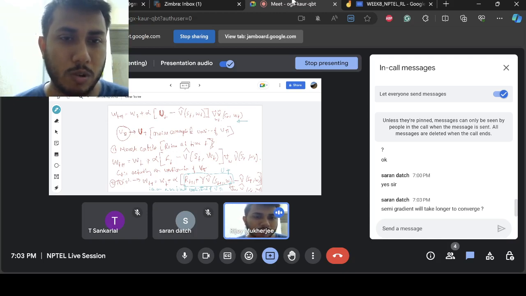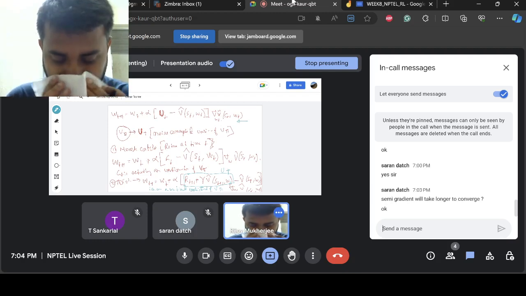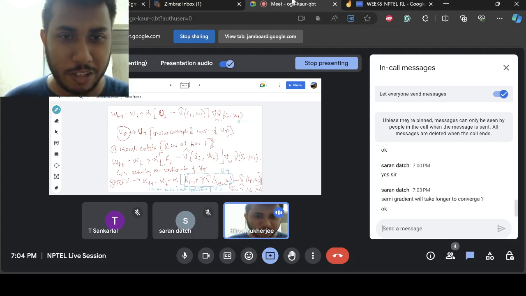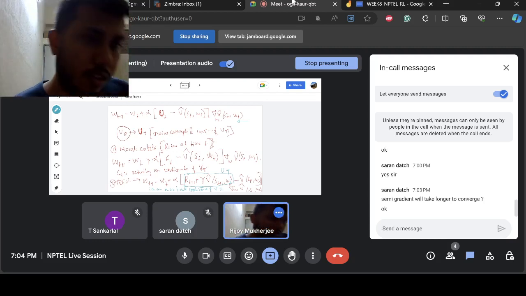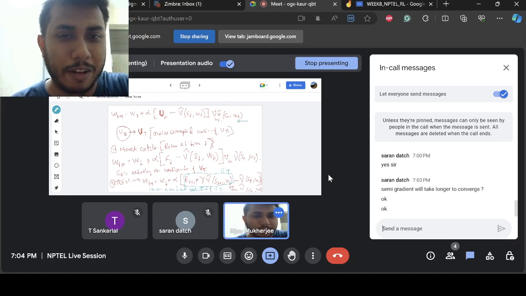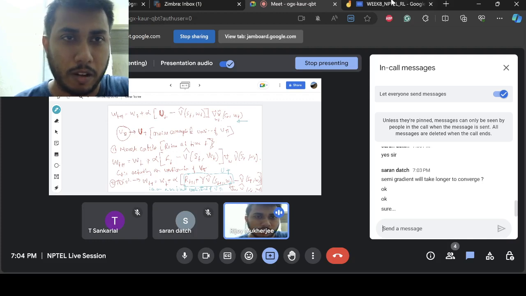Semi gradient will take longer time to converge. Okay, I am not sure whether it will take longer time to converge, but it will converge. At the end of the day it will converge, but I'm not sure whether it will be faster or slower. I have to check, so please find out with a Google search or something. Okay, so this is our semi-gradient method which we could talk about.